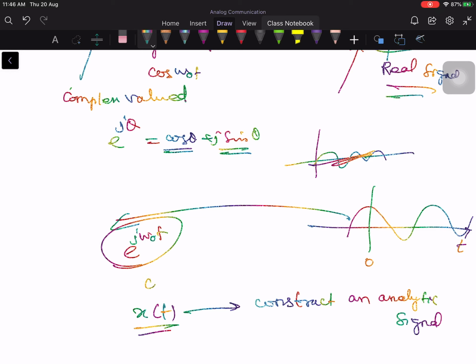Like for cos omega naught t, the analytic signal is e to the j omega naught t. Similarly, for x of t also I can construct an analytic signal. Therefore, not necessarily only sinusoidal signals will have analytic signals. Every signal can have an analytic expression, and when I say analytic, you should always remember it is in the complex form. Okay. And obviously, from our analogy with the sinusoidal signals, such an analytic signal must necessarily be a complex signal.